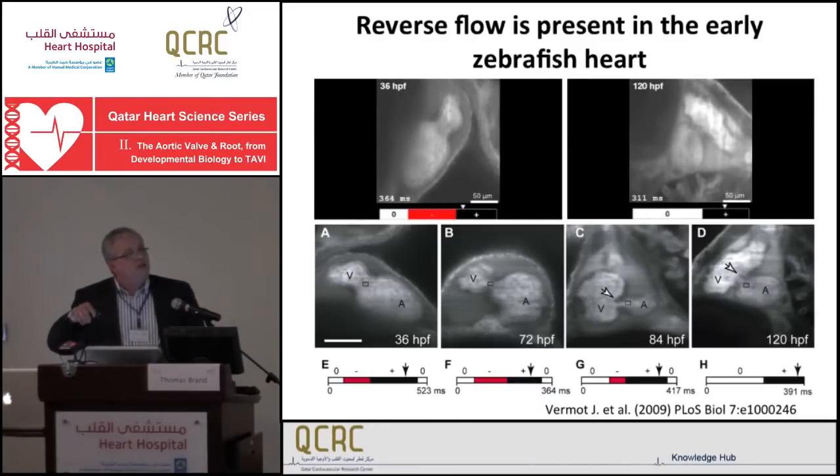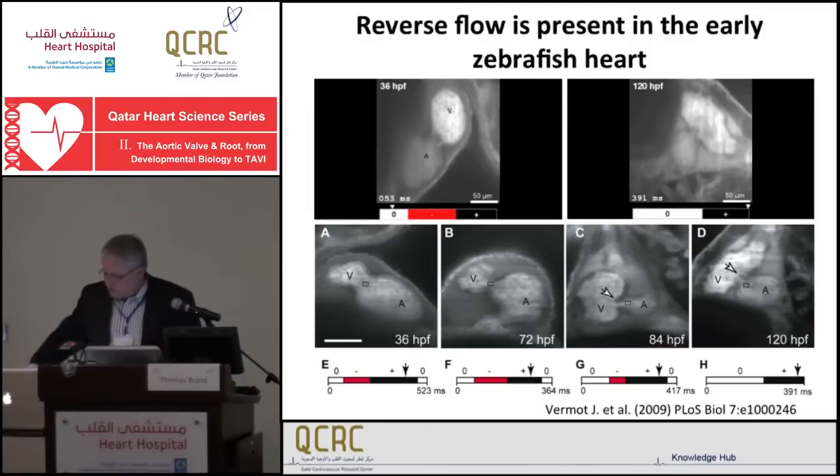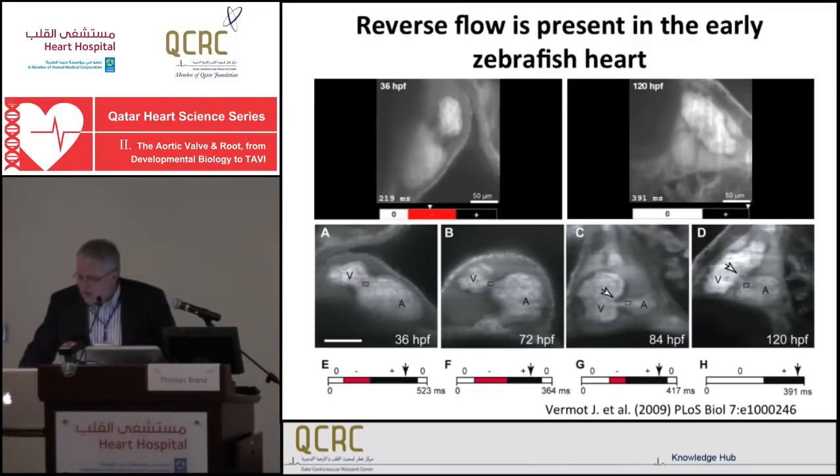So shown here is the amount of backflow at different time points. You can clearly see how much blood will actually leave the ventricle again and go back to the atrium before it's then pumped out. Initially, during the first stages of development, there's a significant amount of backflow, which ultimately, as I said before, at 5 days, is completely gone.